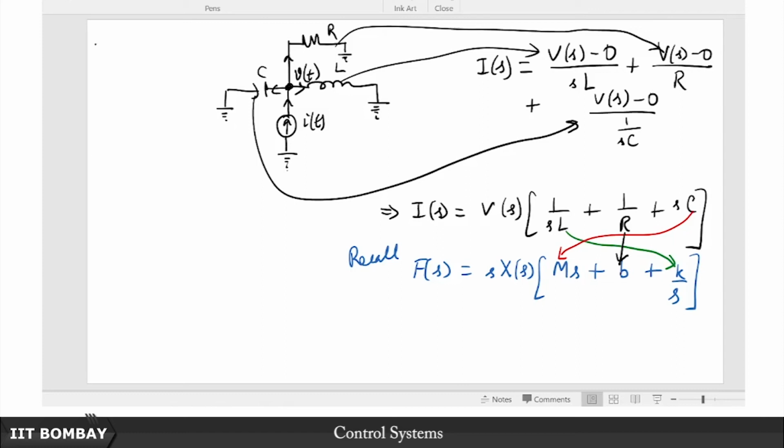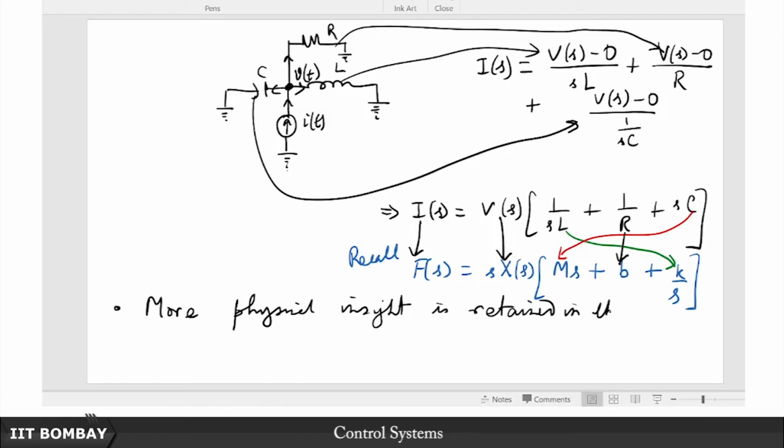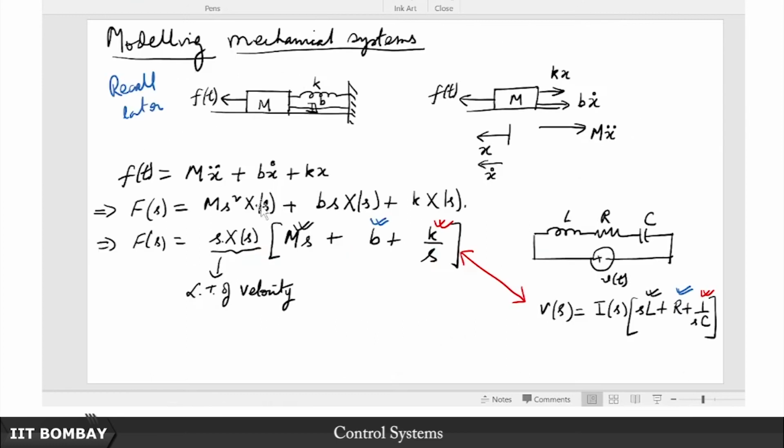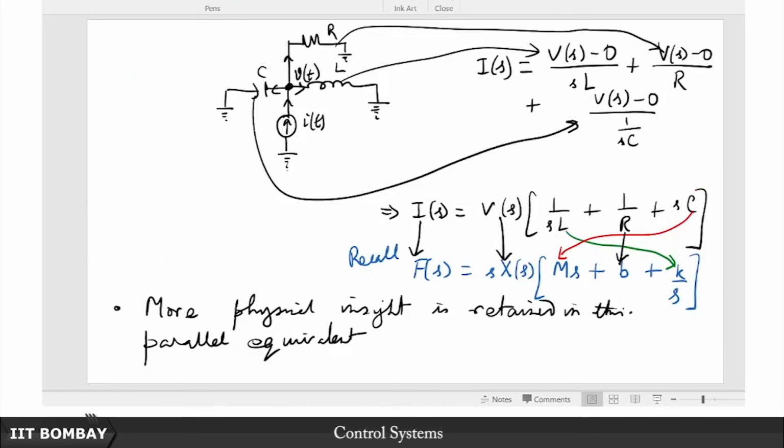So, therefore, this analogy is between a current and a force, and a voltage and a velocity. This is a more physical insight, I am just claiming here, I will substantiate that shortly, more physical insight is retained in this parallel equivalent. Since I have not named it formally, let me just say that what we had over here was basically a series equivalent, but here what we have is a parallel equivalent. Why am I saying that more physical insight is retained in this parallel equivalent? I should be able to justify this in some way, isn't it?